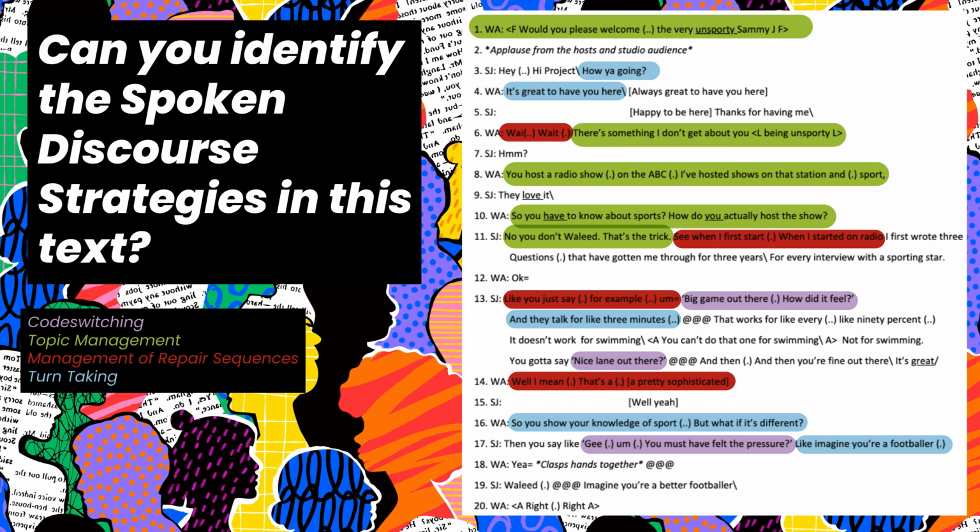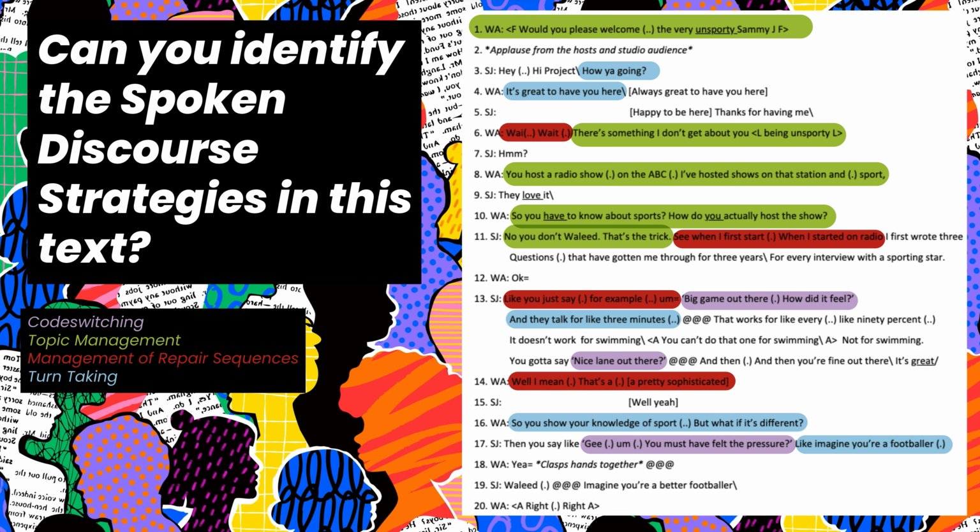Then, on lines 6 and 8, we can see Waleed Ali use these declarative sentences to start initiating a new topic within the text, the topic of Sammy J as an unsporty person being able to interview different athletes. And then on line 11, with no you don't Waleed, that's the trick, we see 2 simple sentences that allow Sammy J to maintain this topic of interviewing athletes as an unsporty person.